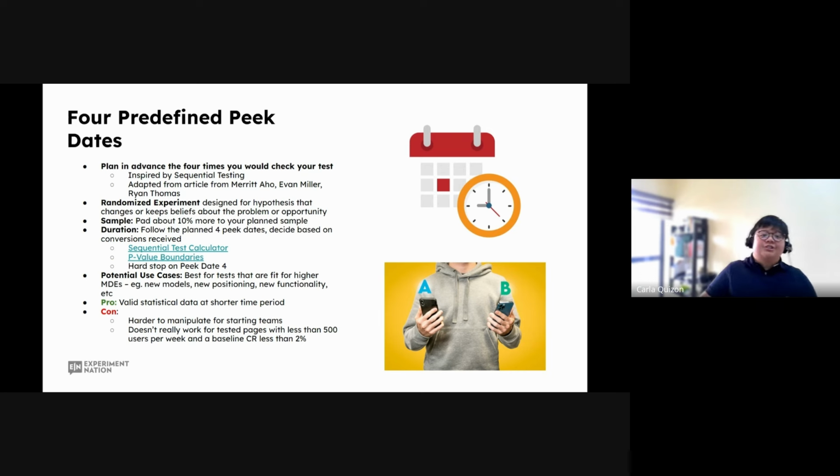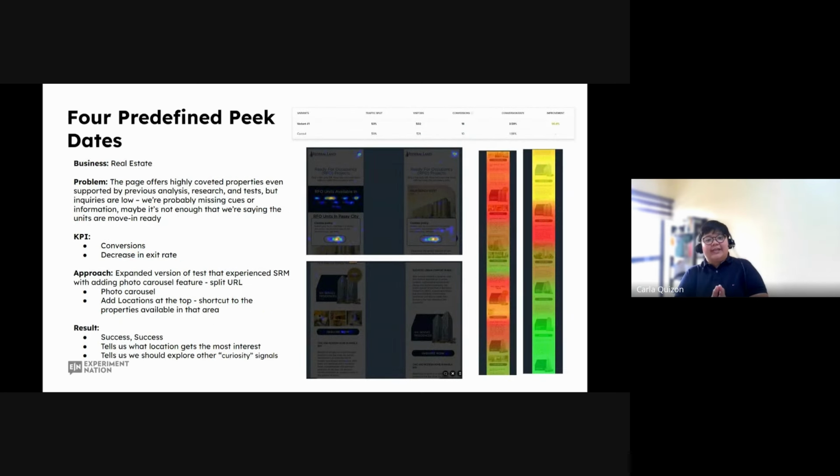So approach it cautiously. For this particular case, this is actually coming from another test. We know the page provides highly coveted options, and we have research to back it up, but it wasn't converting as well as they think it should be. The stakeholders believe that since the units they were selling are move-in ready, there's no other cue or assistance that's needed to get people inquiring. However, based on our results, we should think again. Not because it's move-in ready, not because we're saying there are a few units left. It's enough urgency, it's enough drive for them to come running to you. The test ran for 10 weeks, maximizing the fourth predefined peek date. And we're good. We're going to launch this.